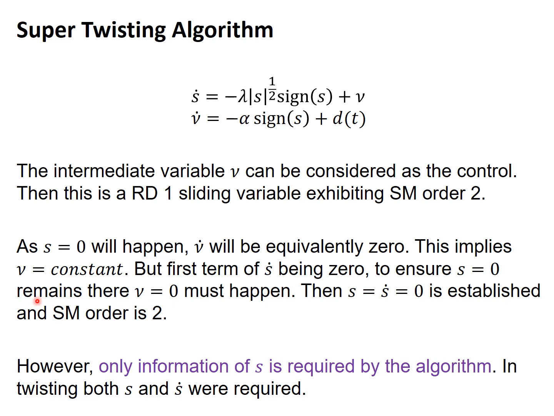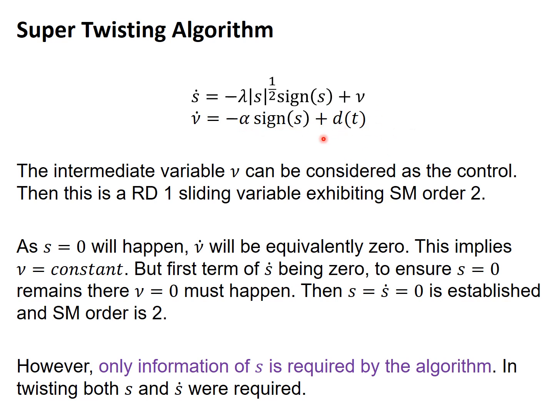So I am taking out my pointer. This is the form of the super twisting algorithm. It has a bit of a complex form, as you can see, but once you write this down 2 or 3 times, you will remember this. It's not very complex as such. This is S dot equals minus some controller gain, again we have represented with a lambda, mod S to the power of half sign S plus nu, where nu dot is minus alpha sign S plus d(t), some uncertainty.